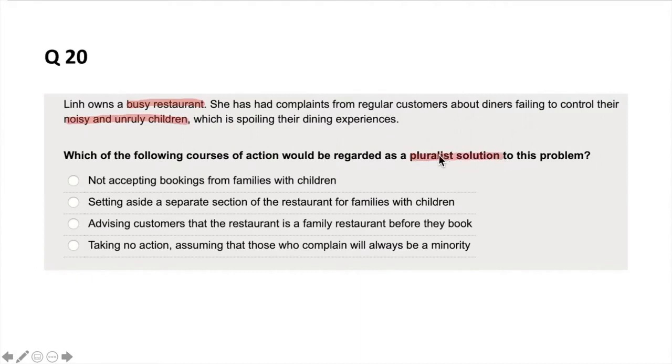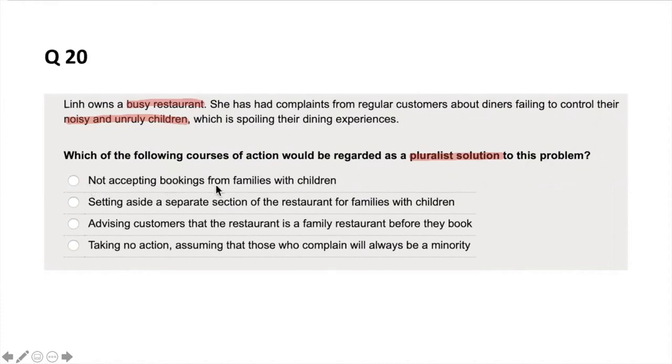Now, the word plural means many. And we're talking about stakeholders here. So you have the regular customers, the families and their children. And if you want a solution that's pluralist or is plural, it means it covers the requirements and it makes every stakeholder happy. So you want everyone to be happy here. So along these lines, and having given you the theory, which one is the best option?